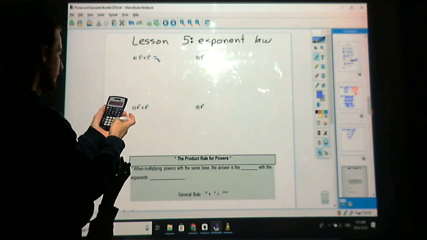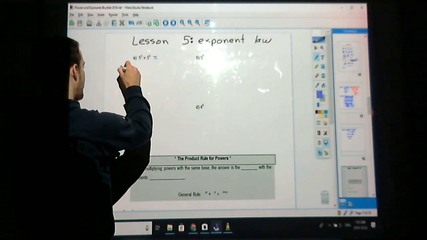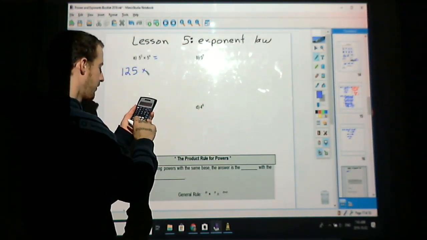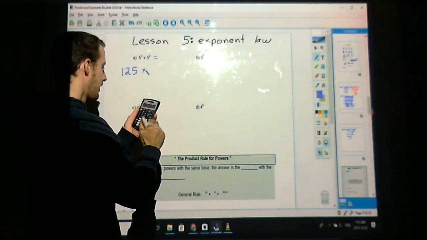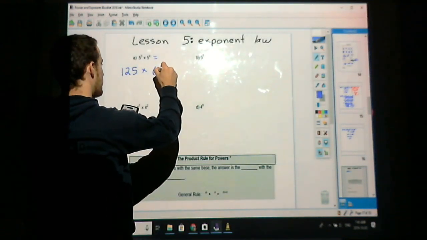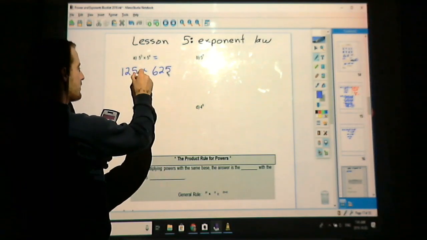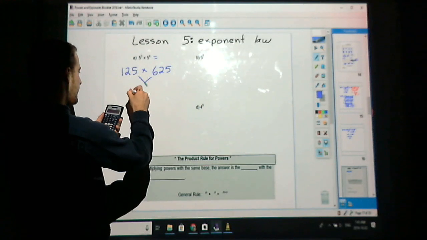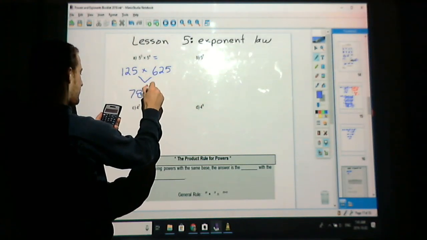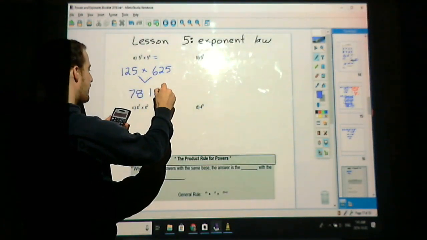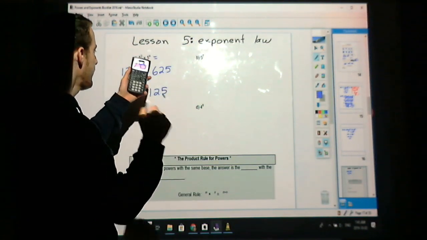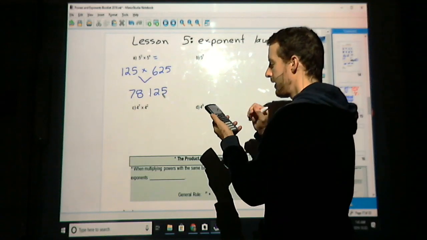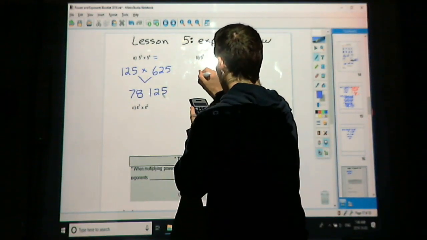5 cubed is 125, times 5 to the power of 4, which is 625. If we multiply these together, 125 times 625, we get 78,125. So a few steps, not too bad, no problem here. 5 to the power of 7, we get also 78,125.